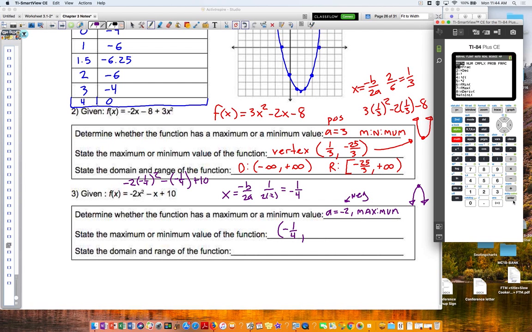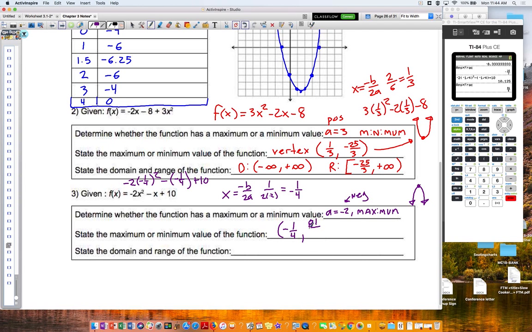So I'm going to go math, fraction. I'll convert it to a fraction for me. 81/8. Yeah, not a very nice answer. However, that's the highest y value, 81/8. So when I look at the domain, again, quadratic goes from negative infinity to positive infinity. The range is going from negative infinity up to that value. So negative infinity, comma, 81/8.